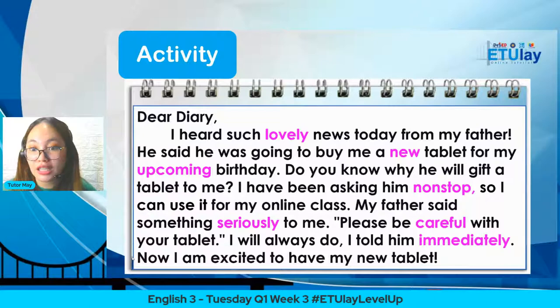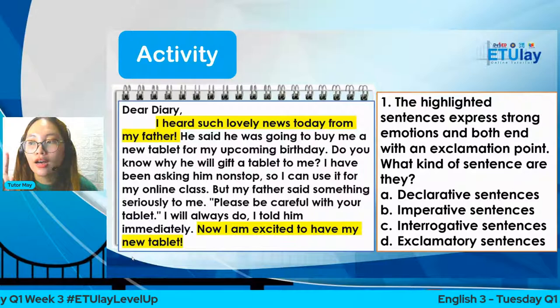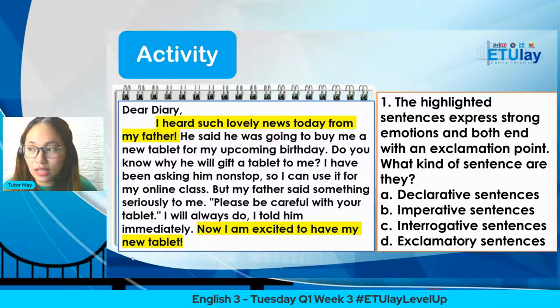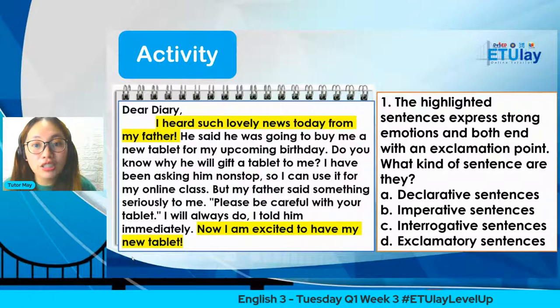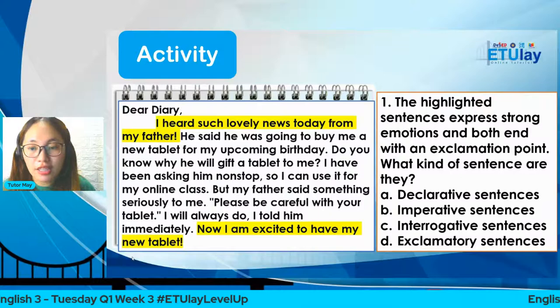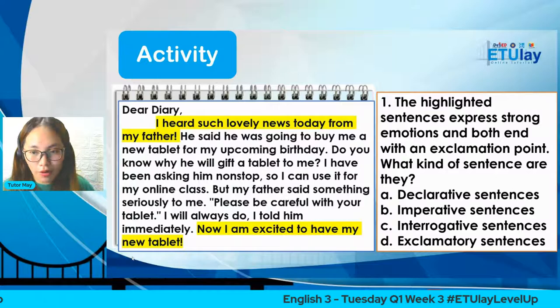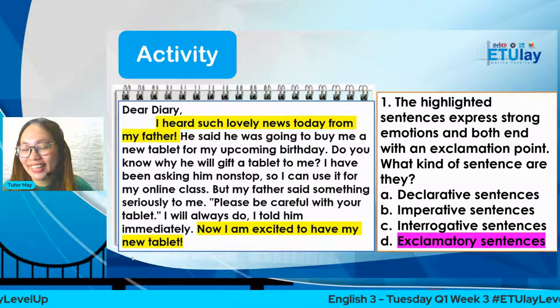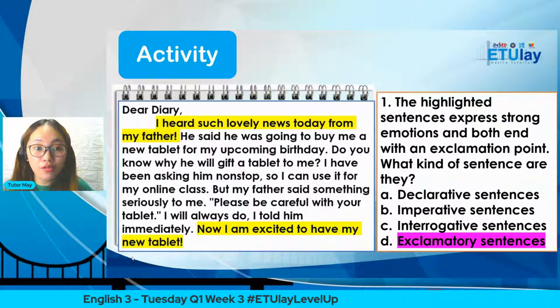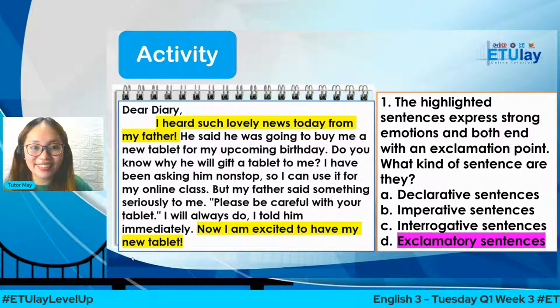Now, let me use this diary entry to ask you about the kinds of sentences. Look at the highlighted sentences. The highlighted sentences express strong emotions and both end with an exclamation point. What kind of sentences are they? Okay, correction. What kind of sentences are they? Is it A, declarative, B, imperative, C, interrogative, or D, exclamatory? Okay, Alric, that's so many years ago. Hindi naman ganun katagal. It's letter D. Very good. It's an exclamatory. Again, put the number of the item you are answering. Number one, then letter D. Very good. Now, let's have number two.